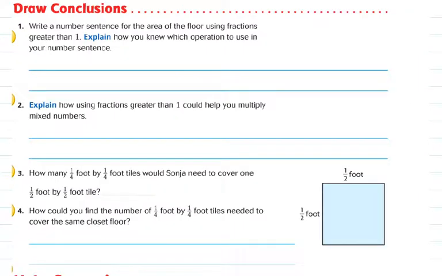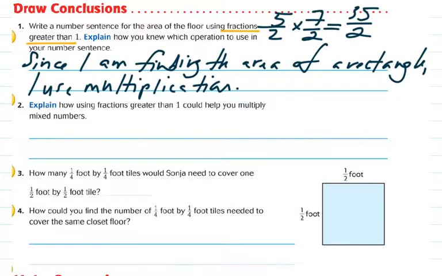Now we're going to go on to the draw conclusions. It says, write a number sentence for the area of the floor using fractions greater than 1. Explain how you knew which operation to use for your number sentence. So boys and girls, here we wrote fractions greater than 1. We wrote 5 halves times 7 halves is equal to 35 halves. Since I'm finding the area of a rectangle, I use multiplication. And again, boys and girls, we just rewrote the mixed numbers in their improper fraction form.